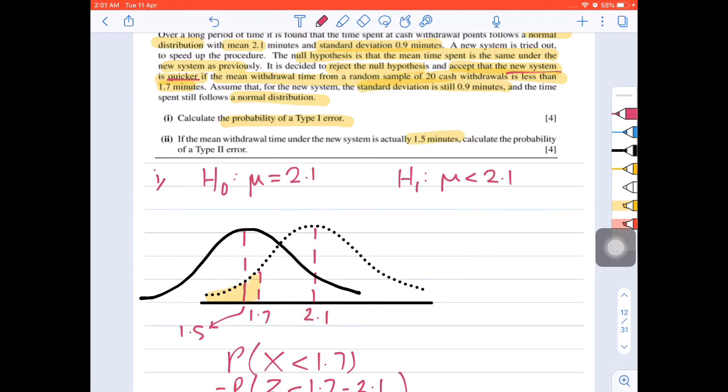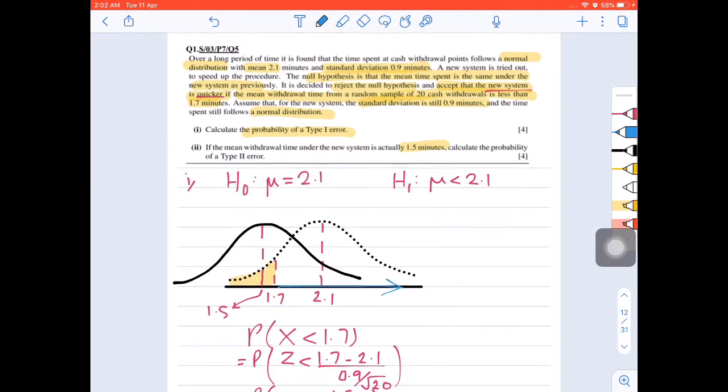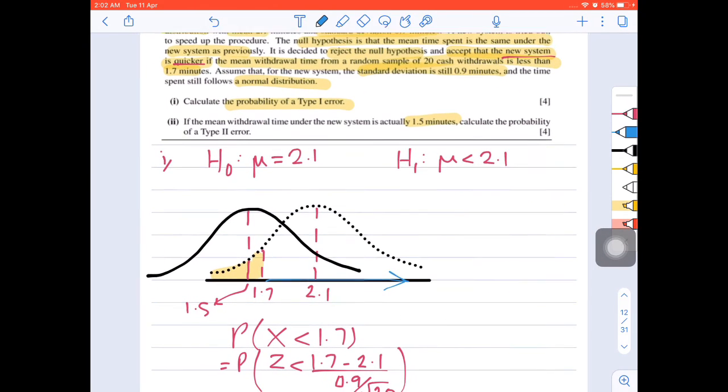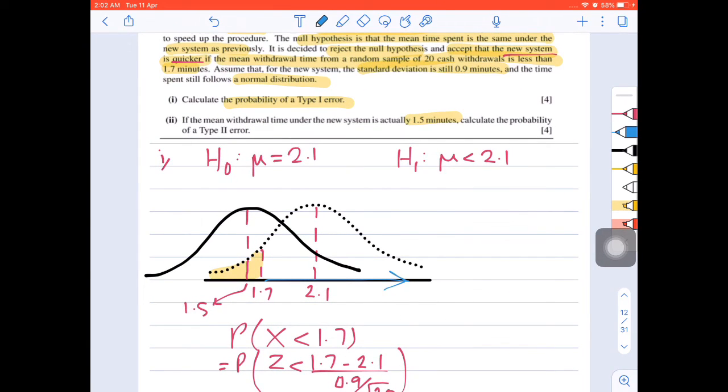Now we need to find the probability of a type 2 error, that is the wrong hypothesis being accepted. For the wrong hypothesis to be accepted, the acceptance region was greater than 1.7. It was this region. So we need to find the probability for the new distribution, that is the bold line, not the dotted one, the bold one, to be greater than 1.7. So basically the probability of x, which is the new one, greater than 1.7.